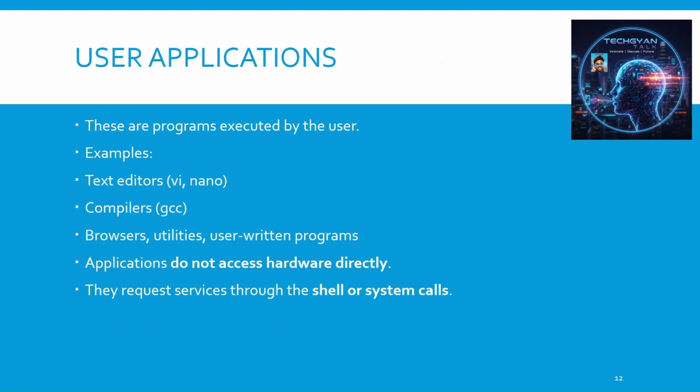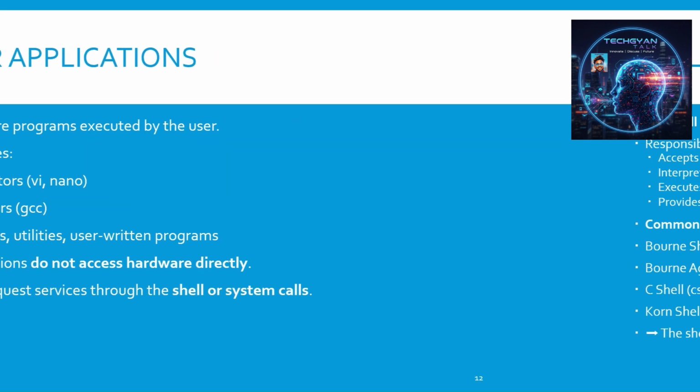So what are the user applications? These are programs executed by the user. Examples: text editors like vi and nano, compilers like GCC, browsers, utilities, and user-written programs. Applications do not access hardware directly. They request services through the shell or system calls.